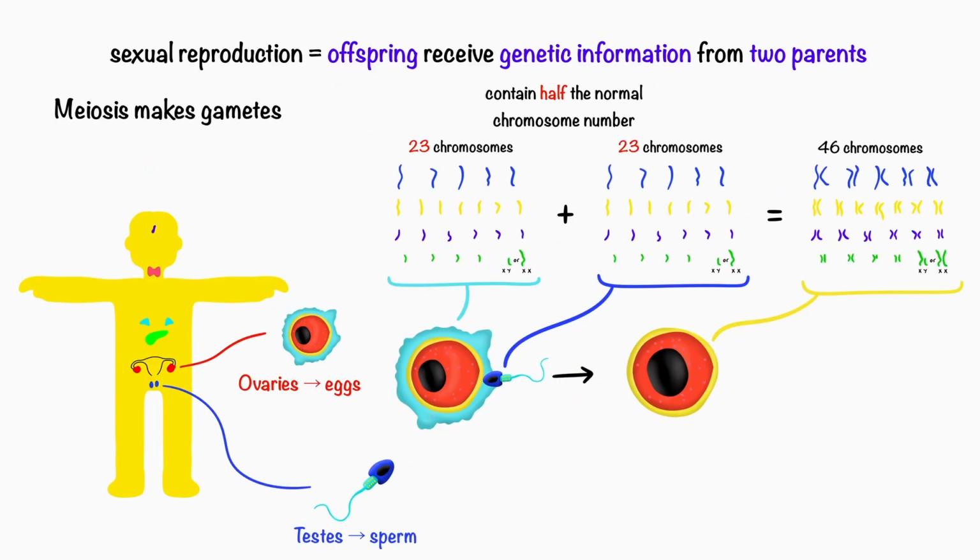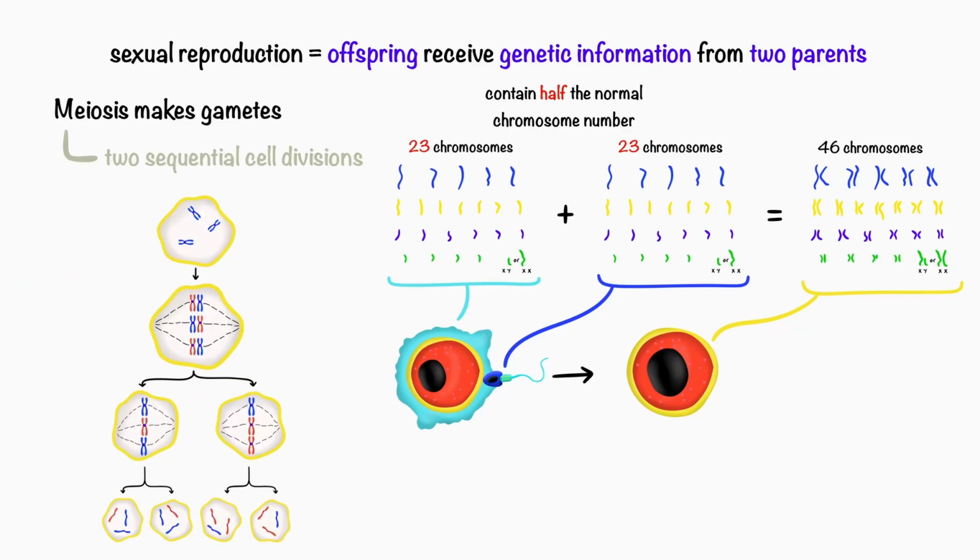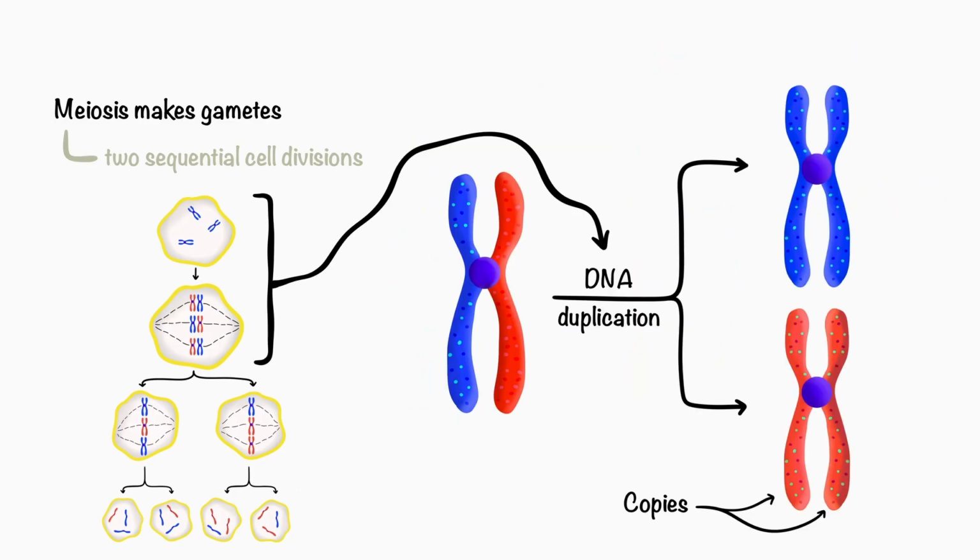Meiosis is the process that produces these specialized cells with half the chromosome count. It occurs in the reproductive organs, the testes in males and the ovaries in females. Unlike mitosis, which produces two identical cells, meiosis involves two sequential cell divisions, resulting in four genetically different cells. Let's look at how this works. Before meiosis begins, the cell duplicates its genetic information. Each chromosome makes an exact copy of itself, forming two identical strands attached at a central point.